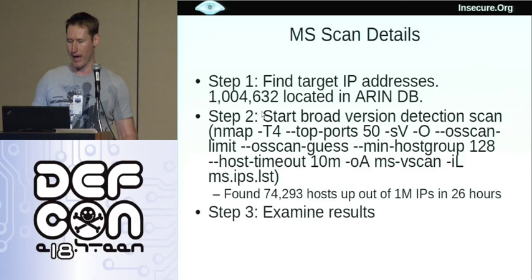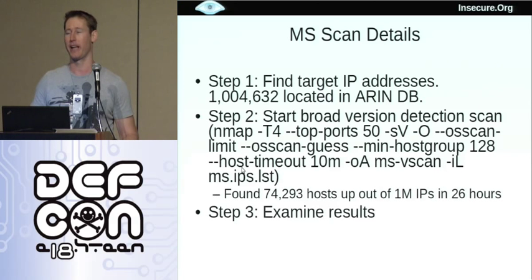So we say Nmap, do aggressive timing, scan what we've empirically found to be the 50 most likely ports to be open, do version detection, OS detection, do a minimum host group size of 128, which makes it faster because it scans more in parallel, set a host timeout of 10 minutes so that we don't waste too much time on any single host, send the output to files, and I give it the list of IP addresses.